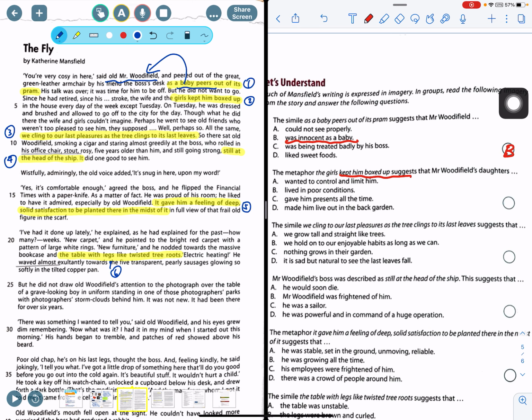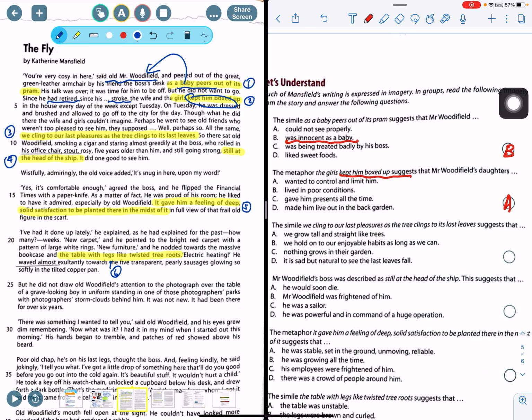Time for him... he did not want to go since he is retired and had a stroke. His wife and girls kept him boxed up. What do you mean? He had severe health problems, and although he has recovered, he still needs to take care about what he does all the time. That's why his wife and the girls try to control and limit him. But this is understandable because of his health concerns.